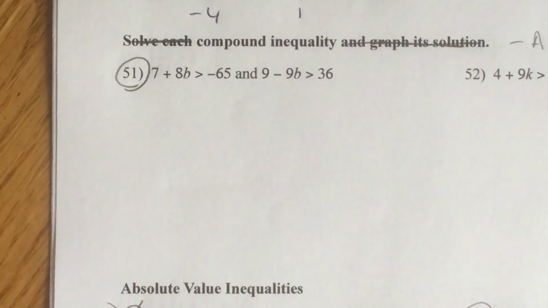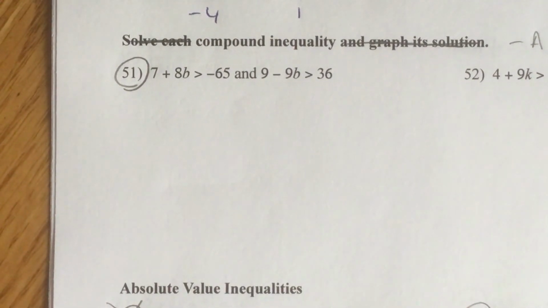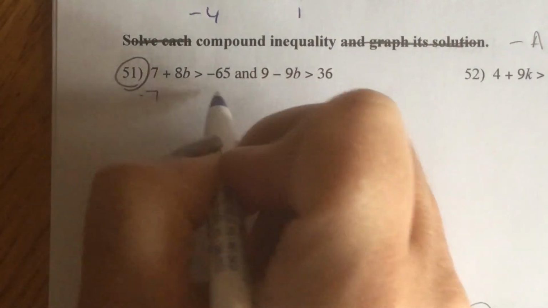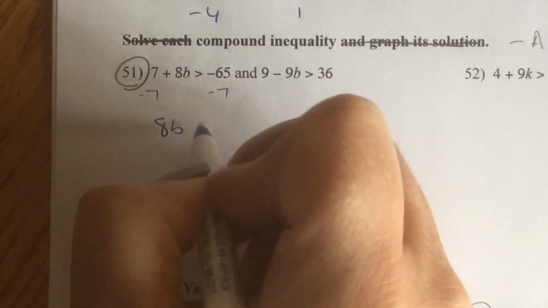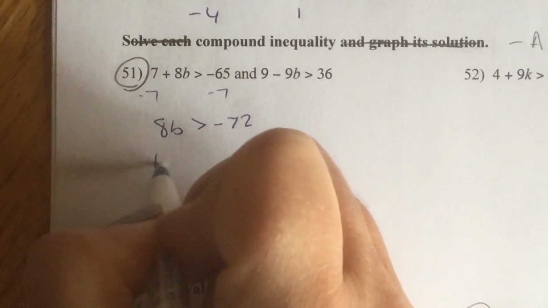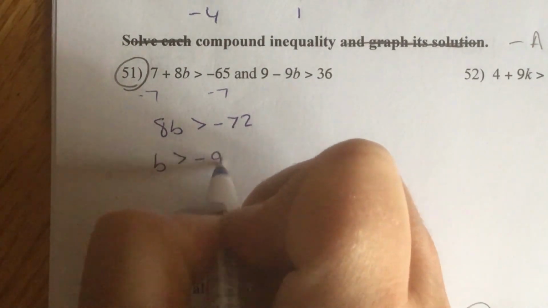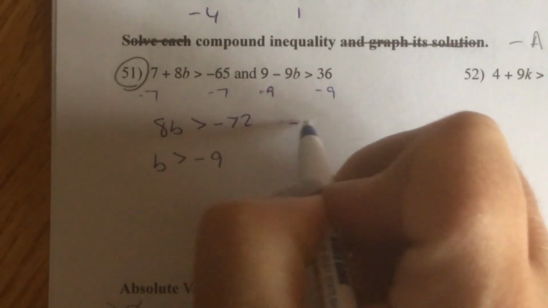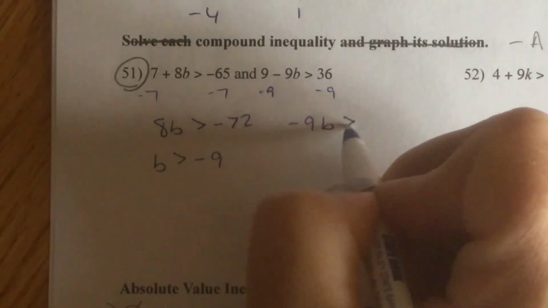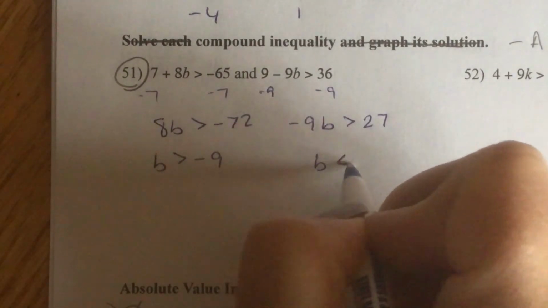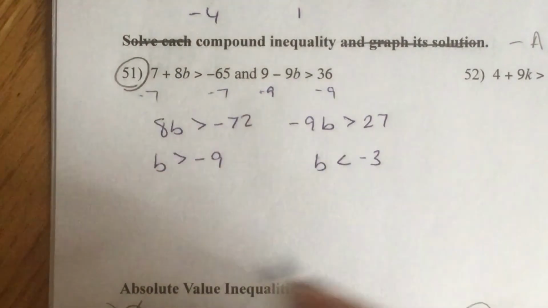So when you have an and statement, you're going to work it the same way, only your answer is going to turn out a little bit differently. So you have one inequality to work there. Subtract 7 from both sides, and you get 8b is greater than negative 72. Divide by 8, b is greater than negative 9. Over here, you subtract 9 from both sides. You have negative 9b is greater than 27. Divide by negative 9, change the sign, and negative 3.